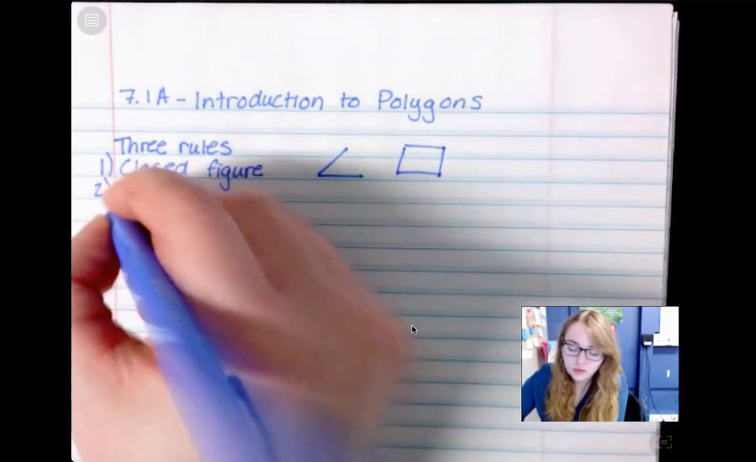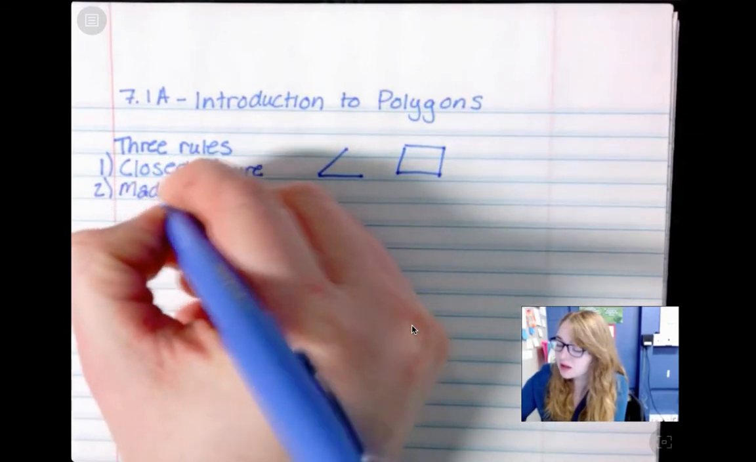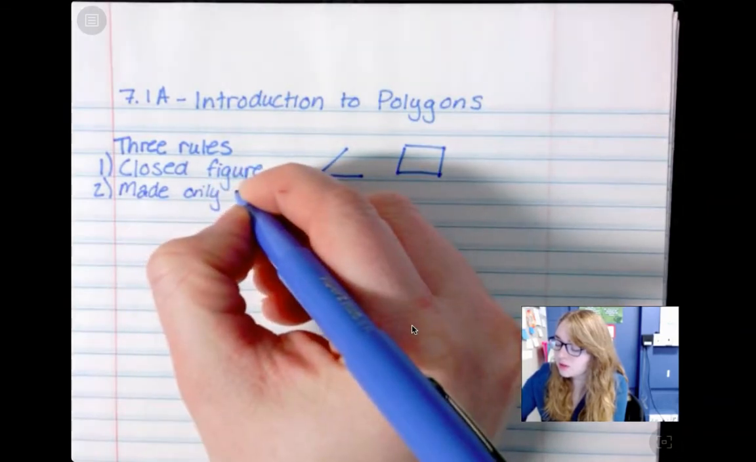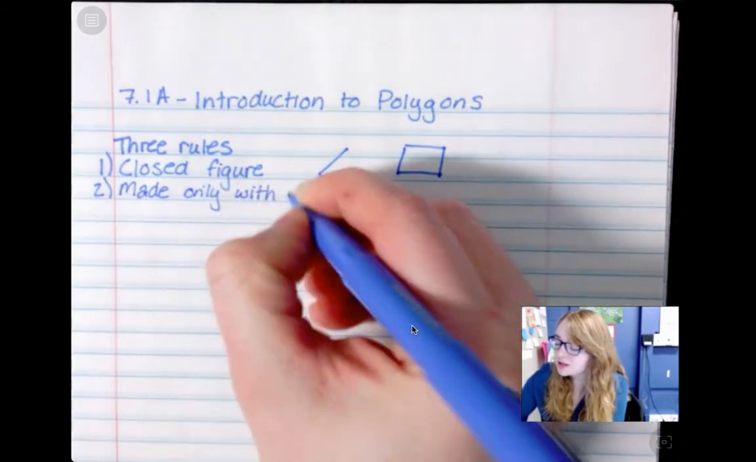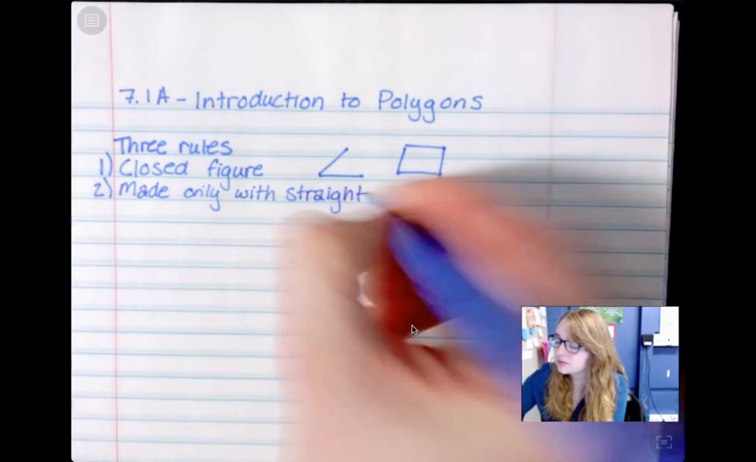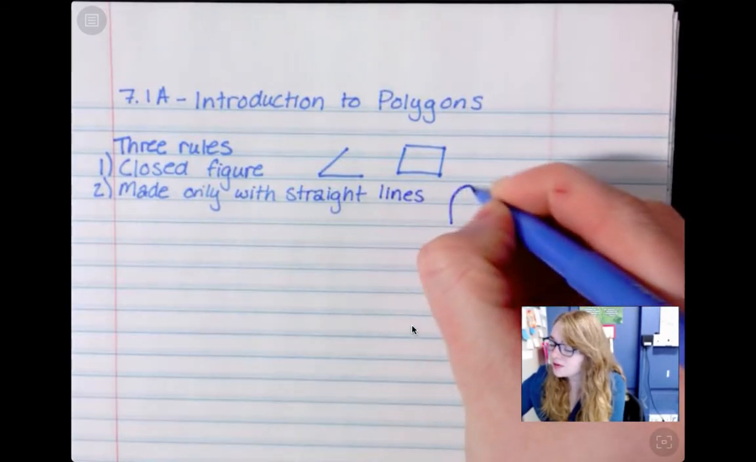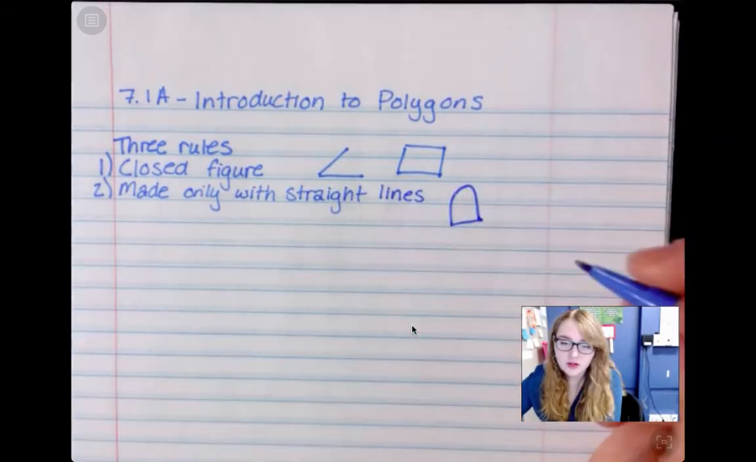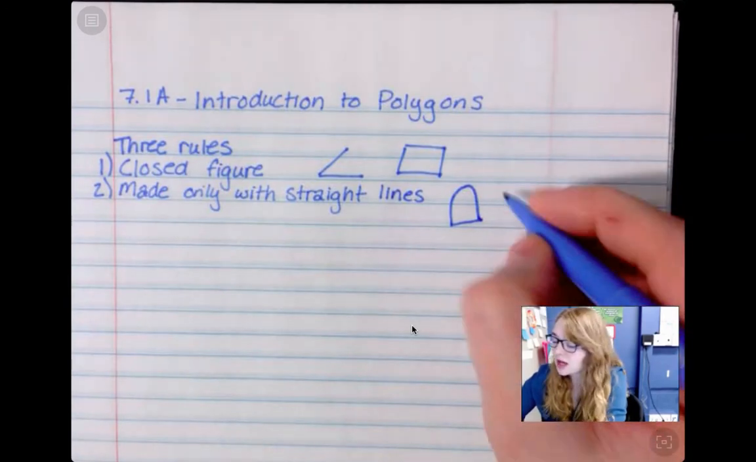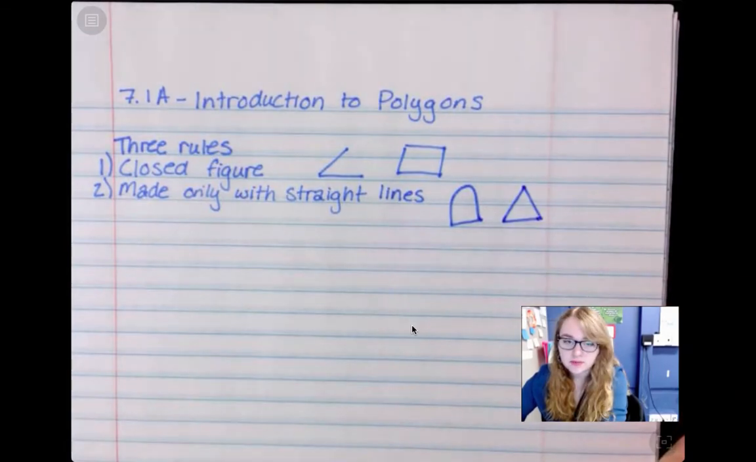Rule number 2, it has to be made only with straight lines. So if there's any kind of curvature in our figure, even though this is closed, since we have a curved line here, this is not a polygon. A polygon must be made of only straight lines.